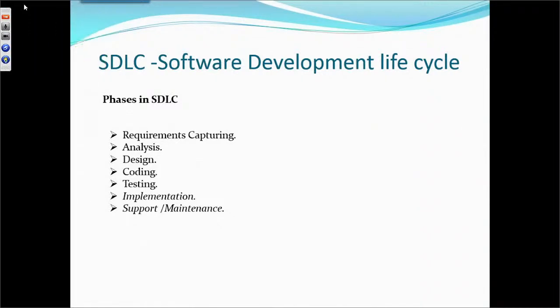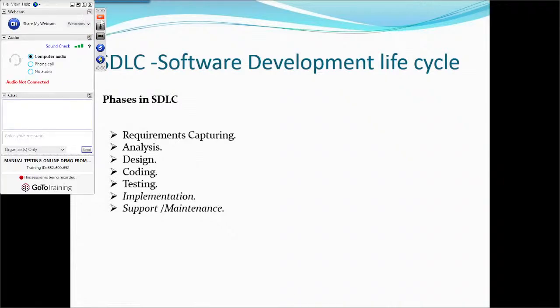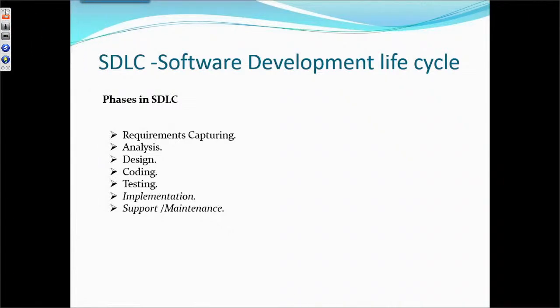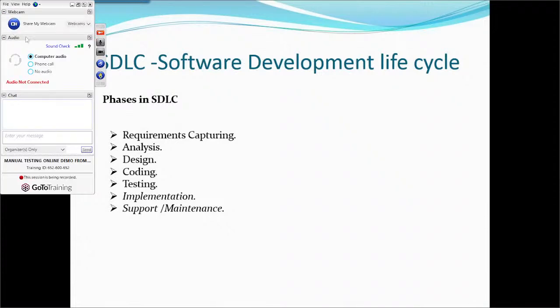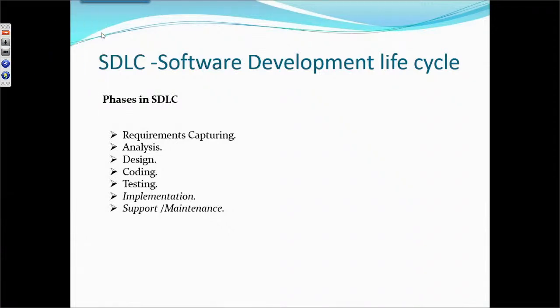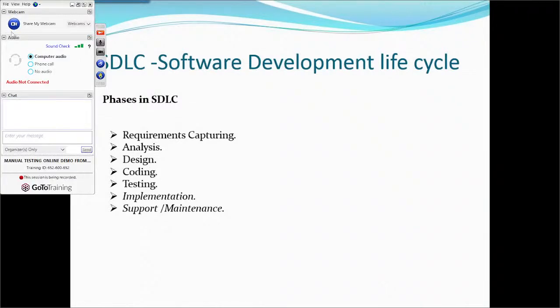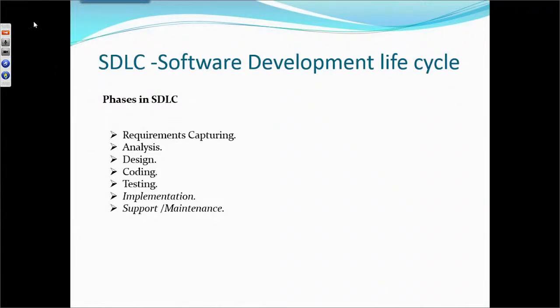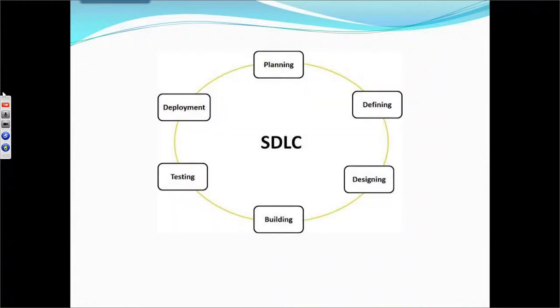Once the requirement comes, what will you do? Generally, once you get a requirement, you will do the analysis part, right? Once analysis is done, then you will go for the design part. Once the design part is done, then you will go for the coding part. The developer will do that coding. Once the coding is done, then we will go for testing. Once the testing is done, we'll go for implementation. Once the implementation is done, we'll go for support and maintenance. Okay, is it clear? Anybody have any questions?